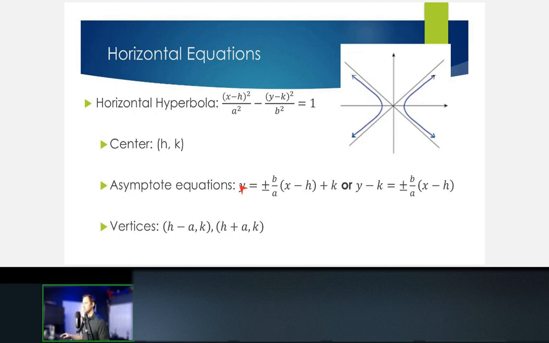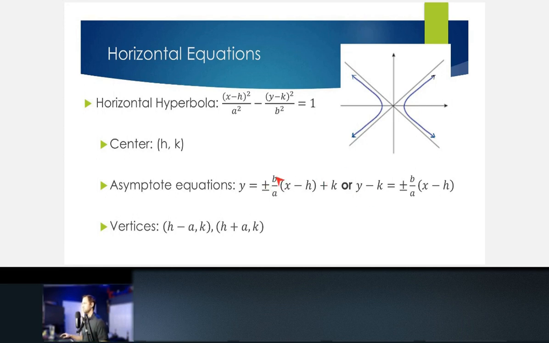So the asymptote equation is y equals plus or minus b over a times your x minus h, plus your k. This is another form. They just move the k value back to the other side. I can't remember which one they use in the module for your quizzes or your tests, but there's both forms right there, depending on how they want the answer.